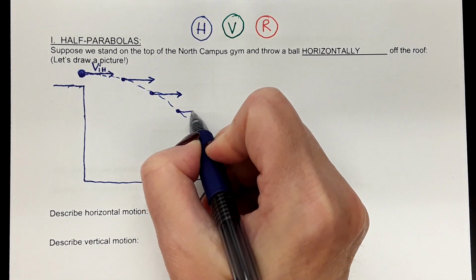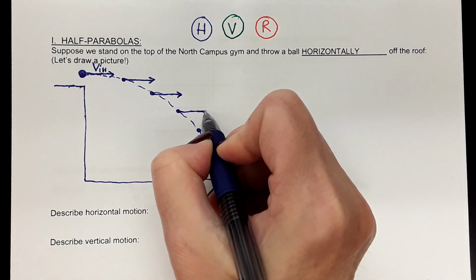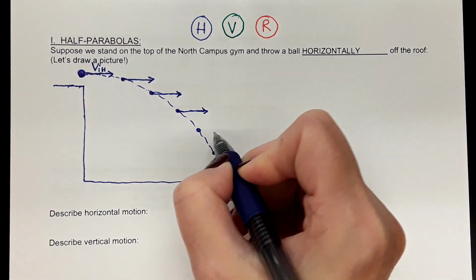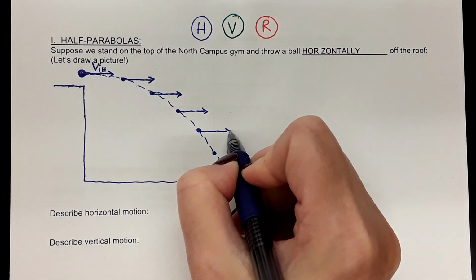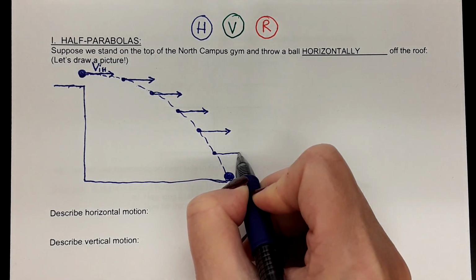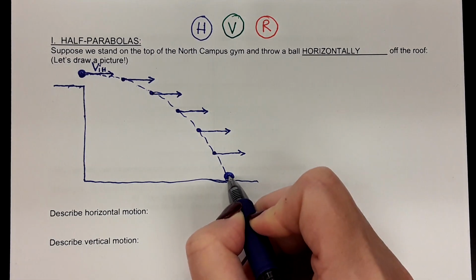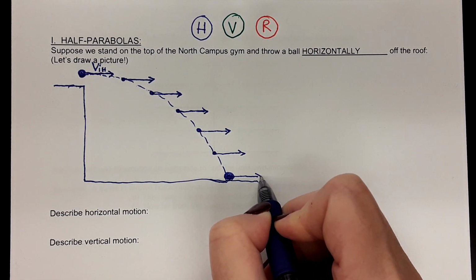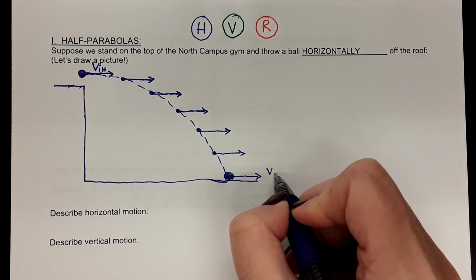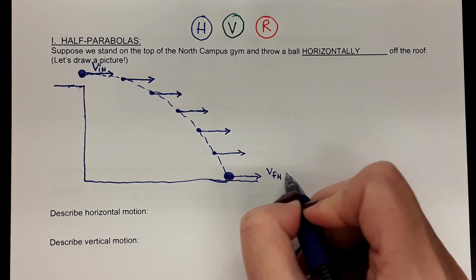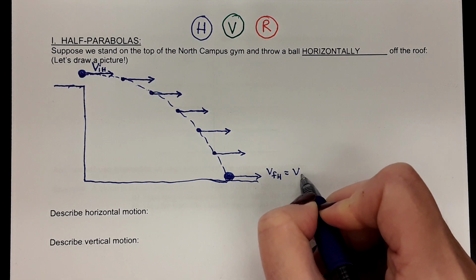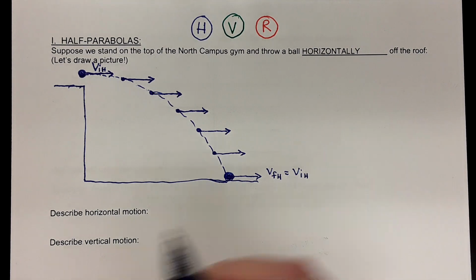So we're going to draw at each of these points the horizontal velocity vector the same size. It doesn't change. So right when it hits the ground, the final horizontal velocity is going to be the same value as the initial horizontal velocity, okay?